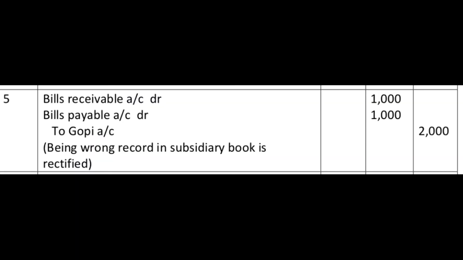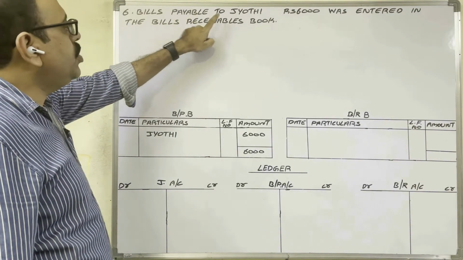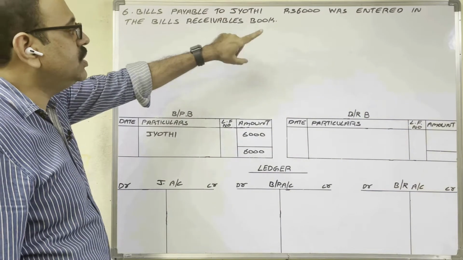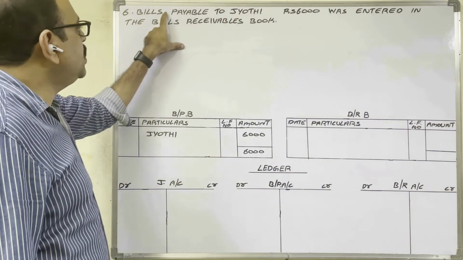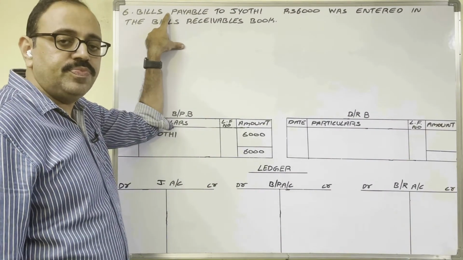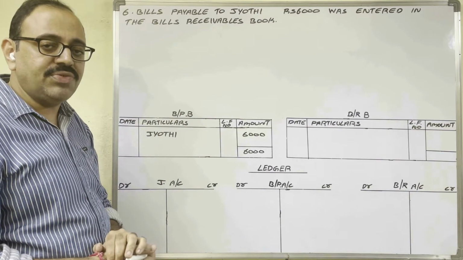Fifth point. Bills receivable account debtor, bills payable account debtor to Gopi account. In debit column, bills receivable account 1,000, bills payable account 1,000. In credit column, Gopi account 2,000. Narration is same. Last point, sixth one. Bills payable to Jyoti 6,000 rupees was entered in the bills receivables book. Here this is bills payable or bills receivable? Bills payable only. Because from whose point of view is this transaction given?